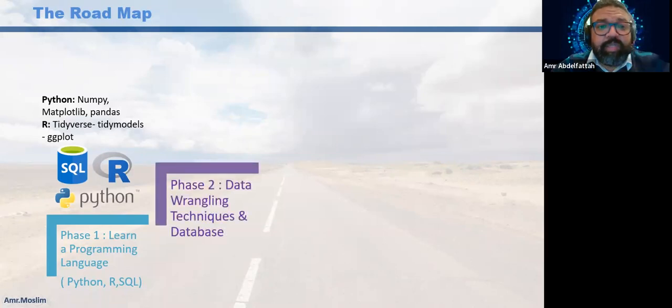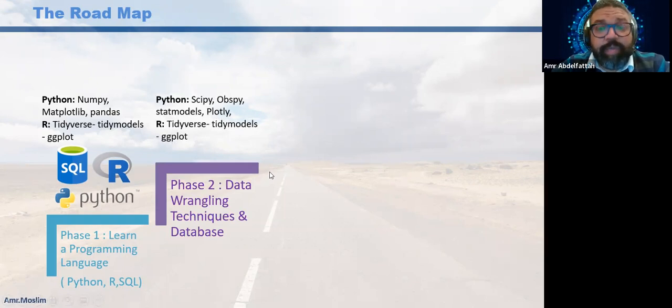The second phase, you need to know how to do data wrangling techniques, how you change data, how you perform different data operations, how to join data frames, what is a data frame, all these definitions and approaches. And if in Python, you need to learn SciPy, or statsmodels, Plotly. In R, you need to learn tidyverse, tidymodels as well. These are the names of the libraries. You can take these names and just Google them, and you will find a lot of resources that will help you to learn these libraries.